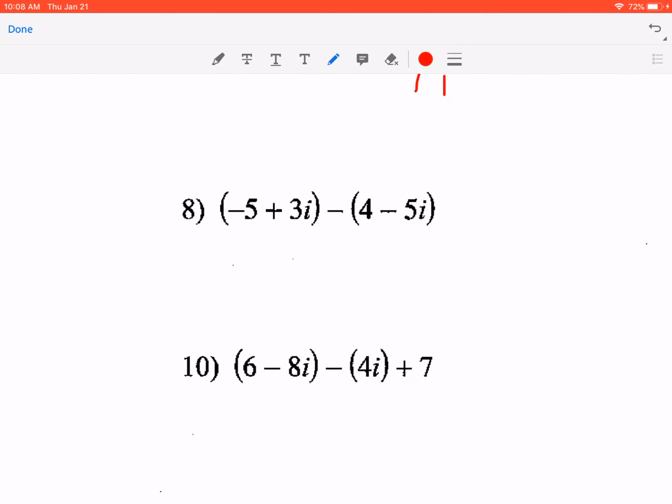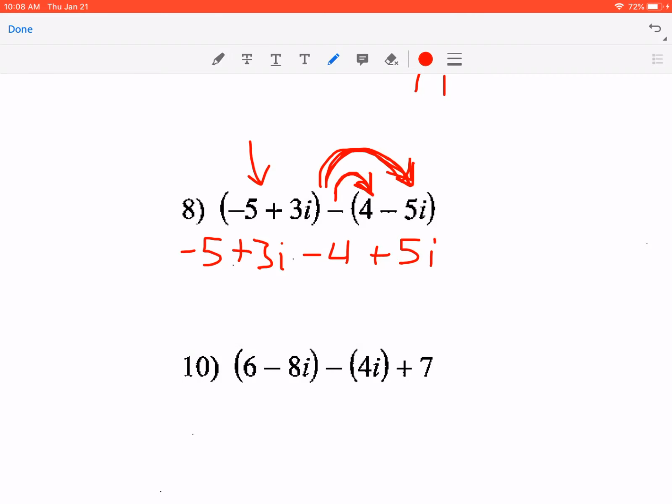Here's where, if there's going to be mistakes, here's where we make them. This minus sign needs to be distributed to the 4 and the minus 5i. So nothing changes here. So this is still negative 5 plus 3i. But on this one, when you distribute right here, that's a minus 4. When you distribute here, that's a negative times a negative. A negative times a negative 5i is plus 5i.